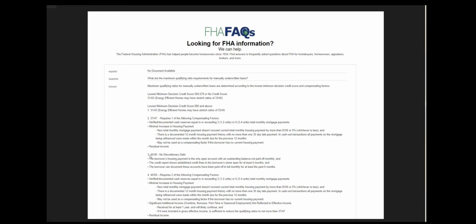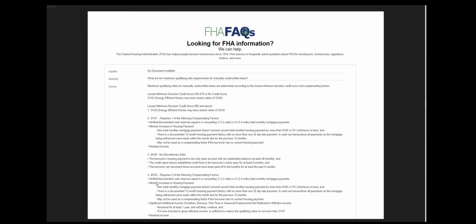The third scenario here that's numbered is a 40% front end debt to income ratio and a 40% back end debt to income ratio. This is where there is no discretionary debt. And it's described here as that the borrower's housing payment is the only open account with an outstanding balance not paid off monthly. And it goes on to say that the credit report shows established credit lines in the borrower's name open for at least 6 months, and it states the borrower can document these accounts have been paid off in full monthly for at least the last 6 months.